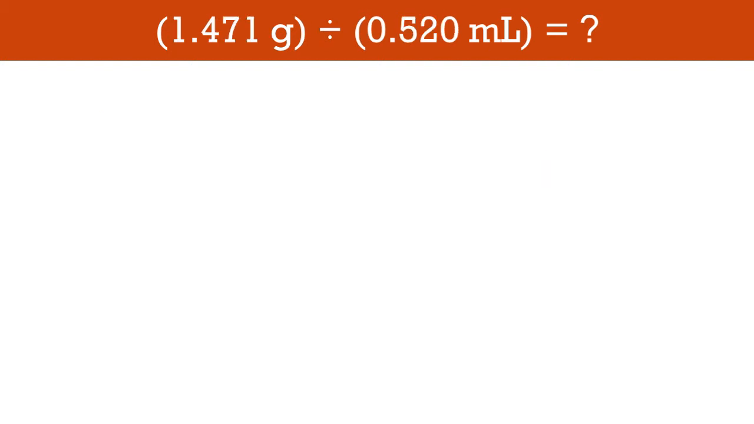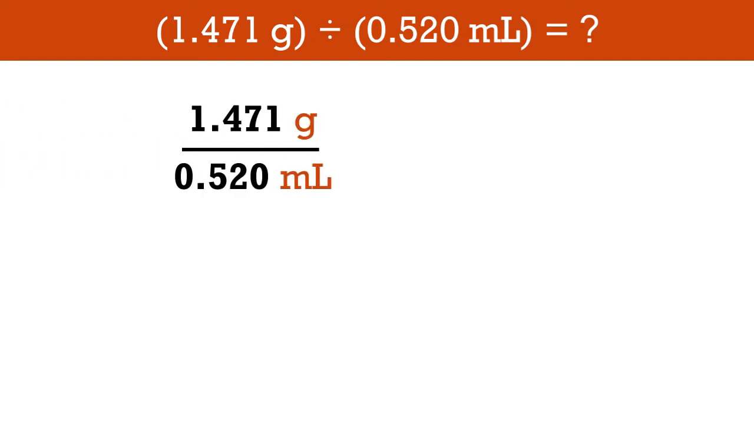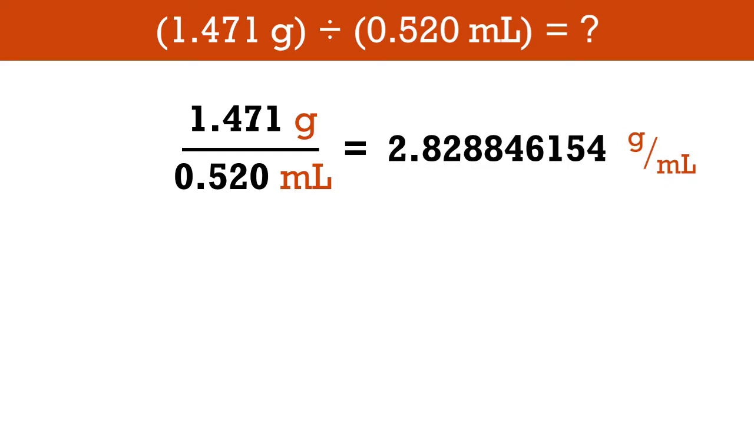Let's have another division problem. 1.471 grams divided by 0.520 ml. Let's rewrite this into a fraction. First step, calculate the quotient. If we divide these numbers, the answer would be 2.828846154 grams per ml. Second step, count the number of significant figures.